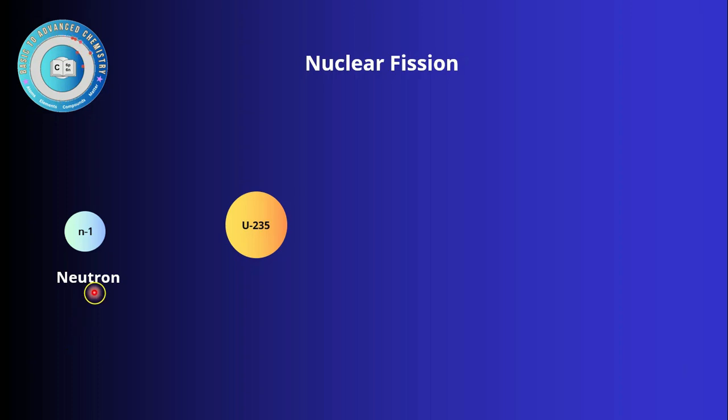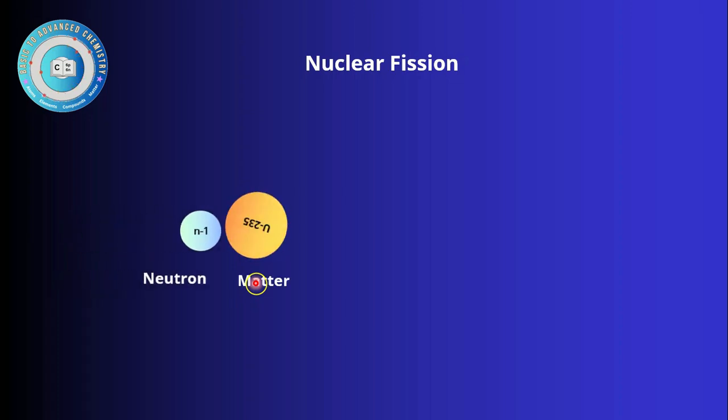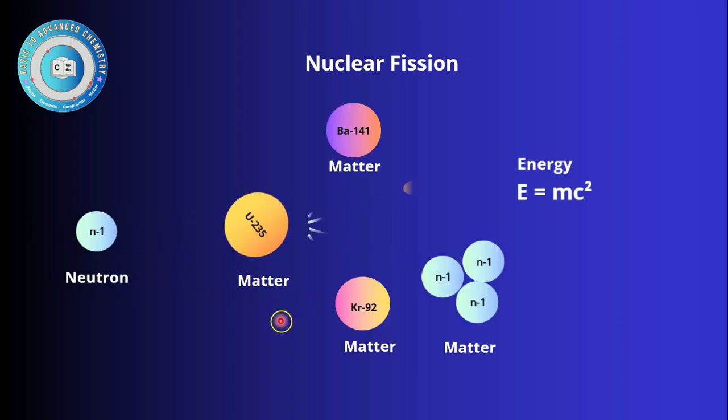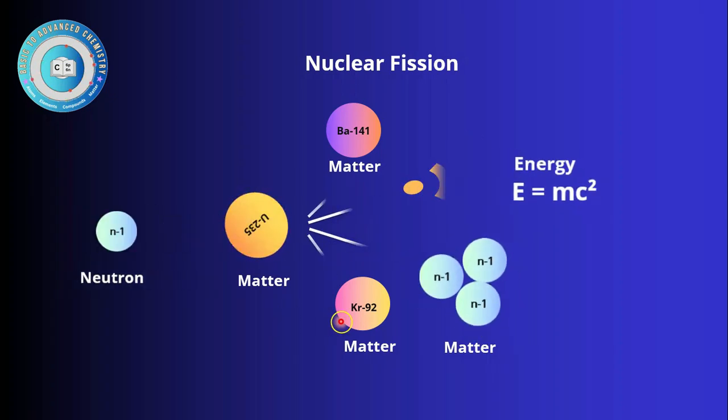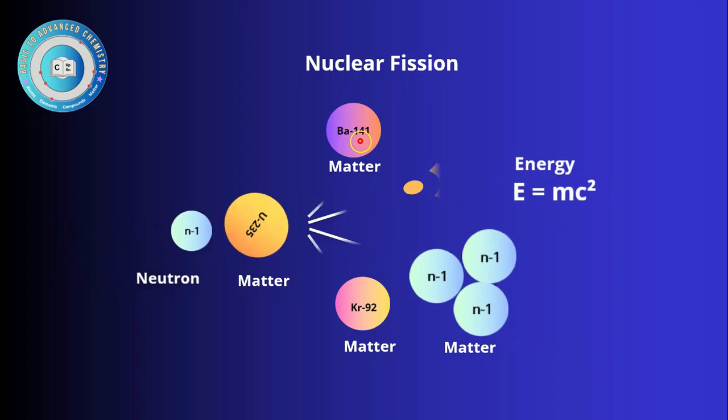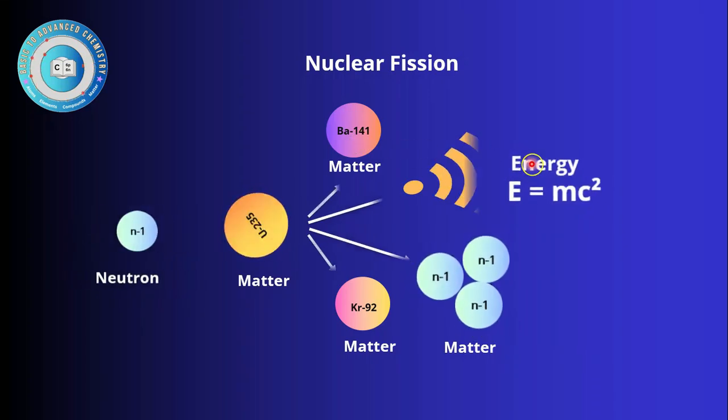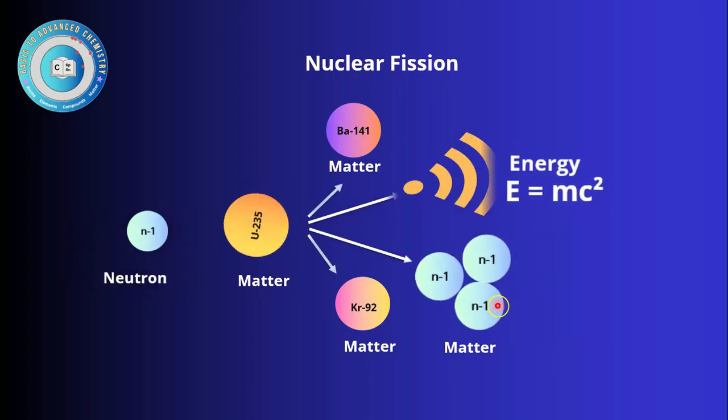The neutron strikes uranium, making it unstable and causing it to split into two more stable nuclei. Let us see this one. The neutron strikes uranium and makes it unstable, causing it to split into two like this: krypton-92 and barium-141, producing a high amount of energy and free neutrons.